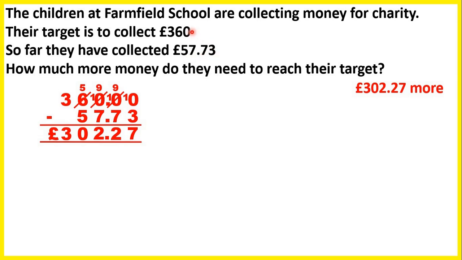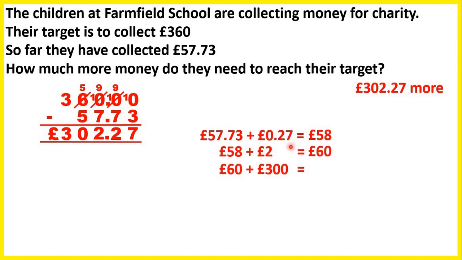The other way to solve this question, rather than using column subtraction, would be to count on from £57.73 until we get to £360. So if we add 27 pence, that takes us to £58, because 73 plus 27 is 100, and if we have 100 pence, that takes us to the next pound. Then from £58, we can add £2 to get to £60, and then add £300 to get to their target, £360. So altogether, that means we've counted on £302.27, so that's how much more money they need.